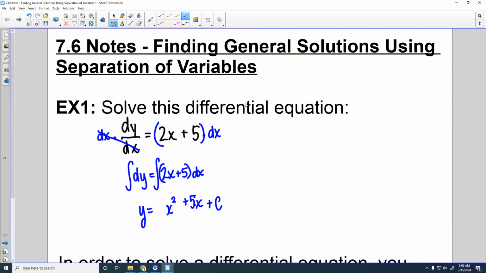So what we did in that first step is we separated our variables. We put everything with a y over here on the left-hand side and everything that had an x on the right-hand side. And we always have to do that before we can solve, or at least based on the methods we're going to learn in this class.